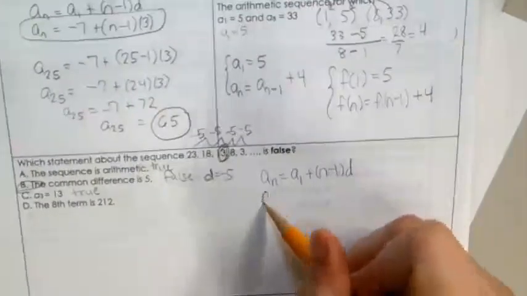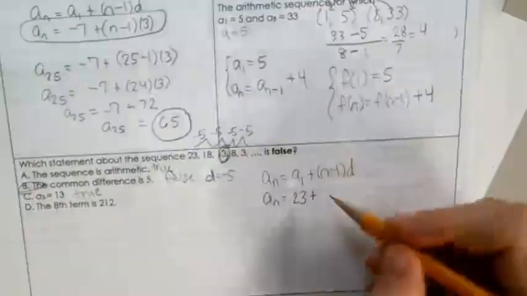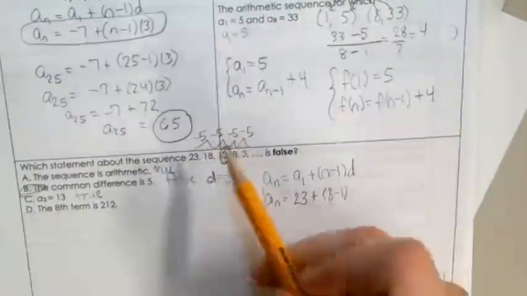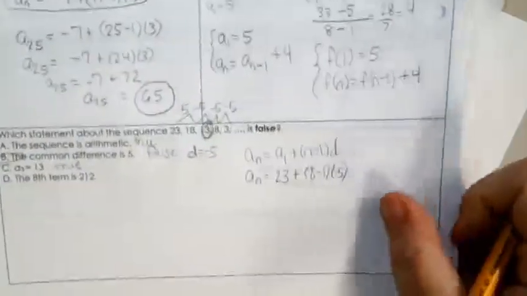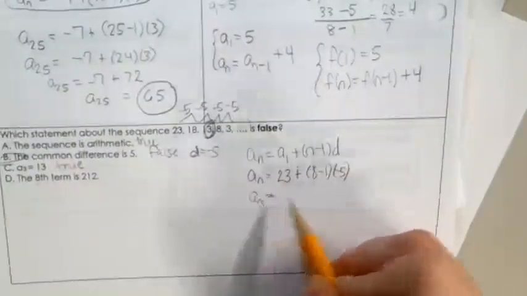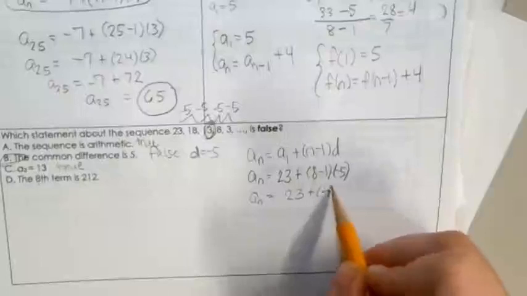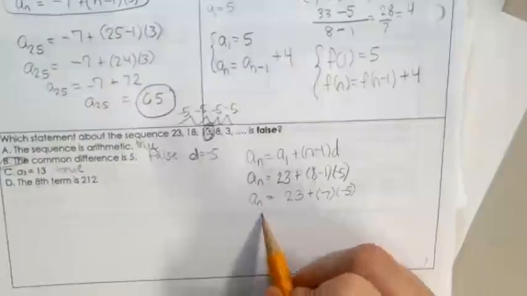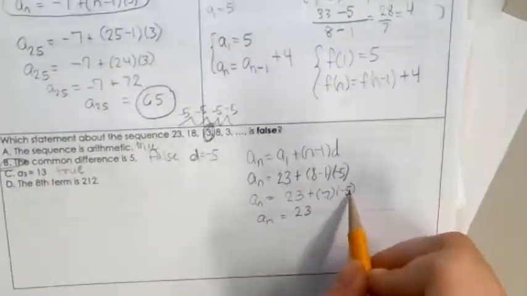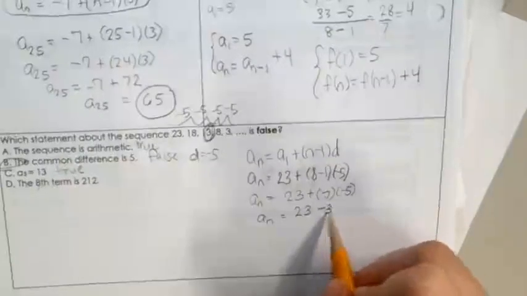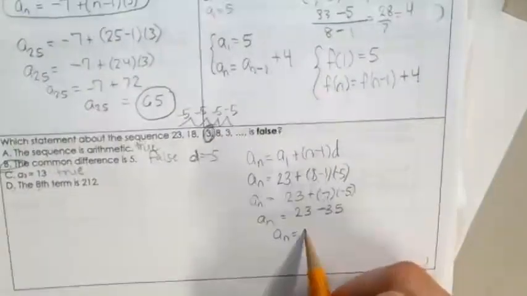We know that the first term, right here, is 23. We know we want the 8th term, so n is 8. And we know the common difference is what we're adding every time, which in this case is negative 5 because we're actually subtracting. And now it's PEMDAS, so 23 plus, you would do parentheses first, 8 minus 1 is 7. So now I have multiply and add. Of those two, multiply comes first. So 7 times negative 5 is negative 35. So 23 minus 35 is negative 12.